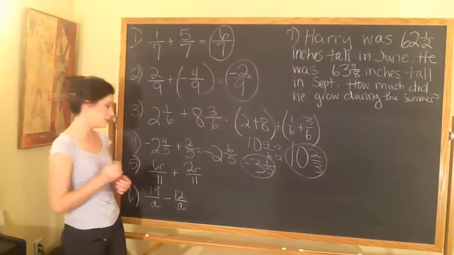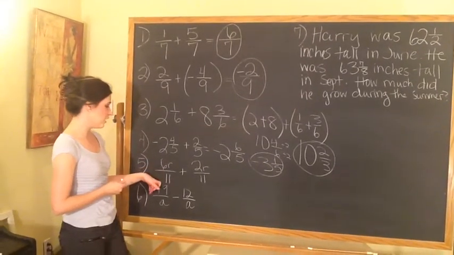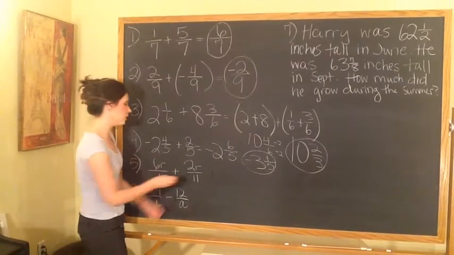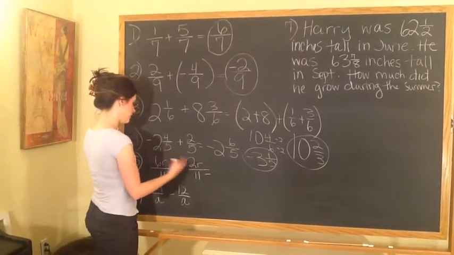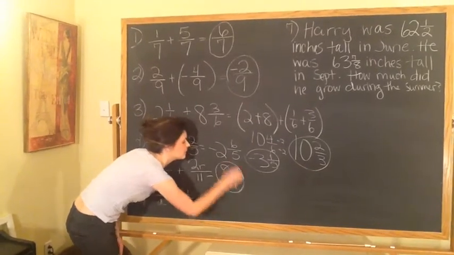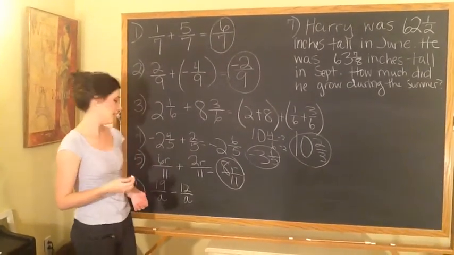Alright, let's go ahead and look at number 5. We have 6r over 11 plus 2r over 11. And if we add the numerators up, we'll end up with 6, 7, 8r over 11. And that's our final answer because we don't have to simplify.